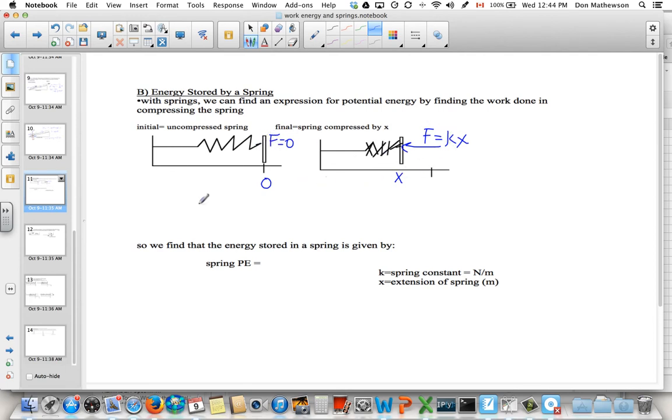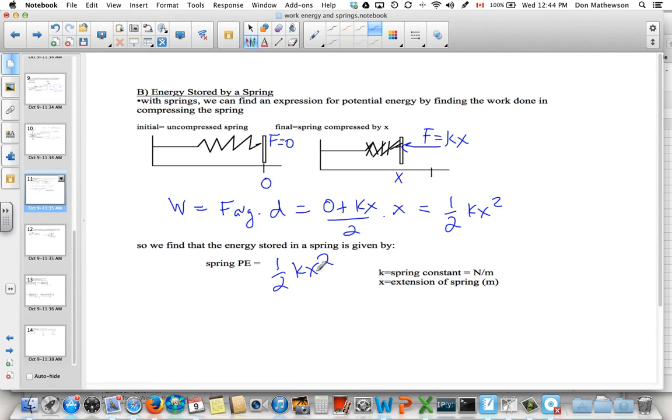Well, because that force is varying, to find the amount of energy associated with it, or the work, we're actually going to take the average force and multiply by displacement. Now the average force will just be the average of 0 and kx, and the displacement, you've just compressed it by a distance x. So because of the averaging of the force, you come up with an expression 1/2 kx squared. So that's the work done in compressing the spring. That's going to equal the energy stored in the spring. So this is our new expression for spring PE. The energy is 1/2 kx squared.